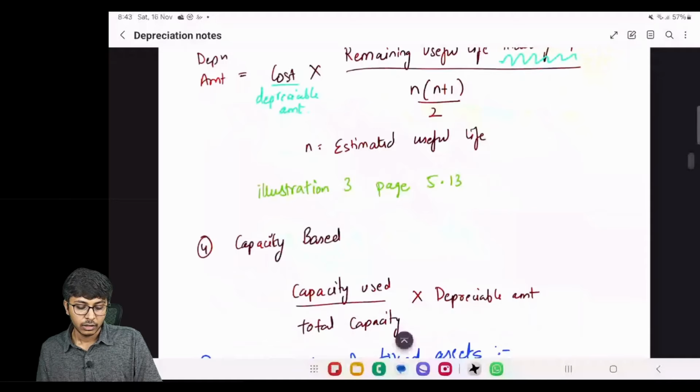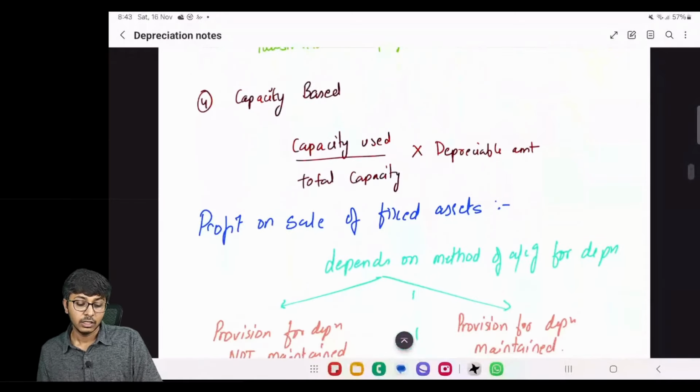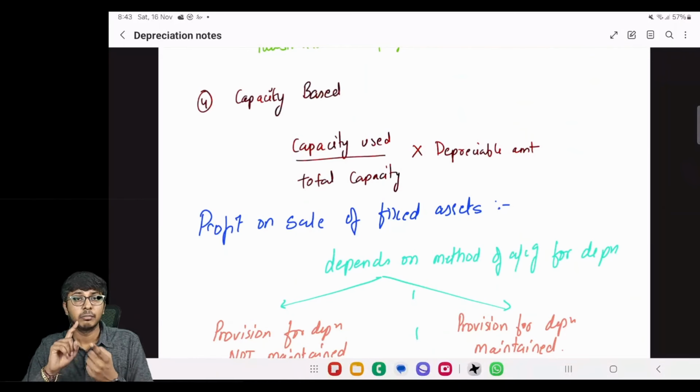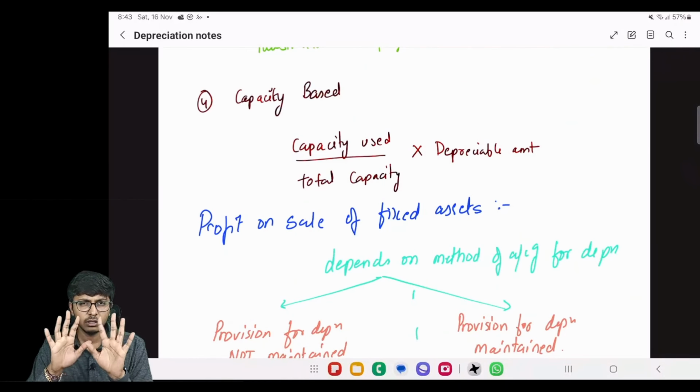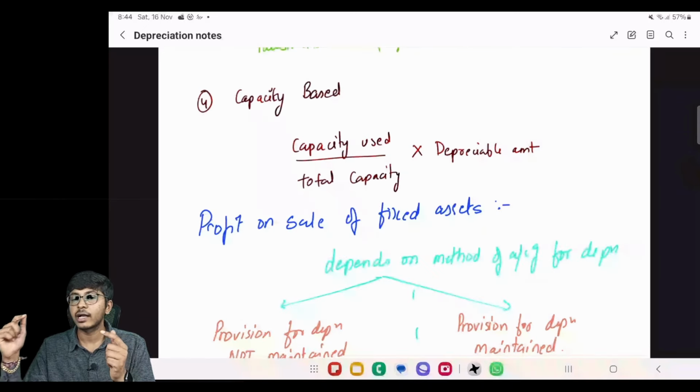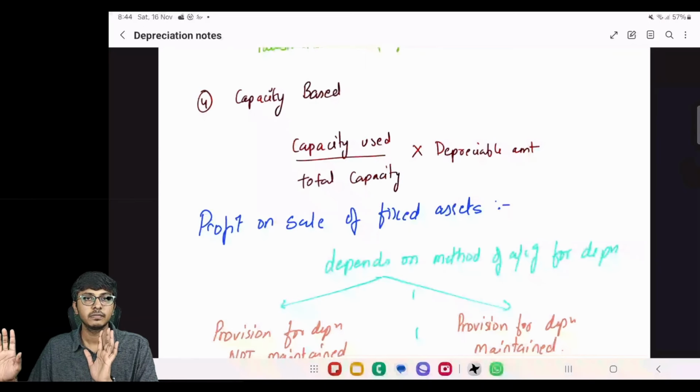Okay, next method, capacity based. Now what is capacity based? I told you I've clubbed everything. Suppose you have bought a machine. This machine will come for 1 lakh labor hours, that means you can use this machine for 1 lakh hours, or it will come for 1 lakh products, that means you can produce 1 lakh products.